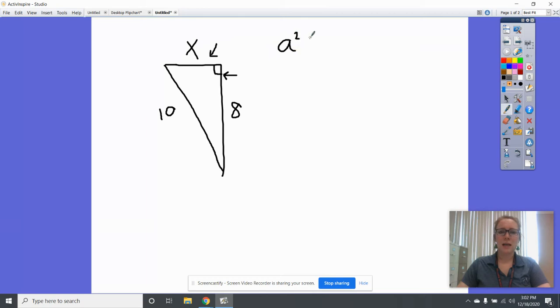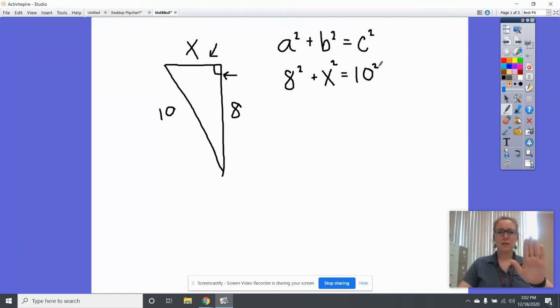The Pythagorean theorem is a squared plus b squared equals c squared, where a and b are the legs and c is the hypotenuse. I know one of the legs is 8, so I'll write 8 squared, plus, I don't know the other leg. You're welcome to either leave it as b squared or change it to x squared, because x is what the problem uses. The letter you use doesn't matter. Equals c squared, the hypotenuse, so 10 goes here.